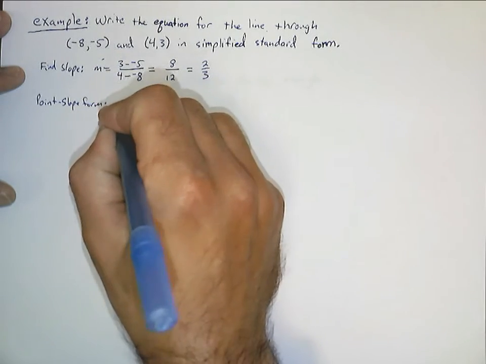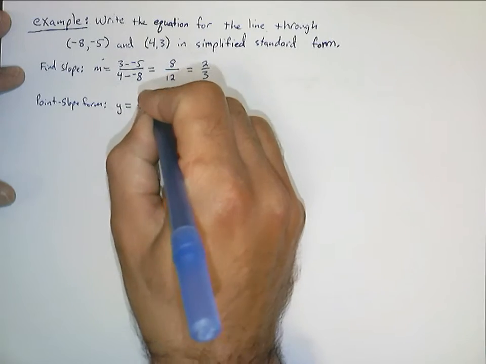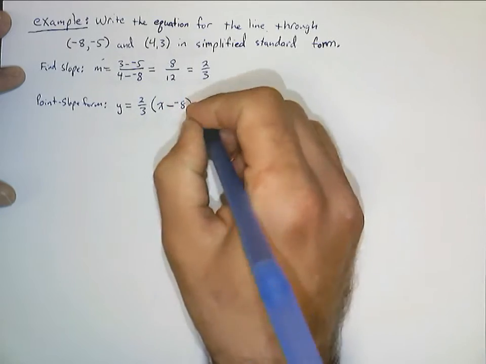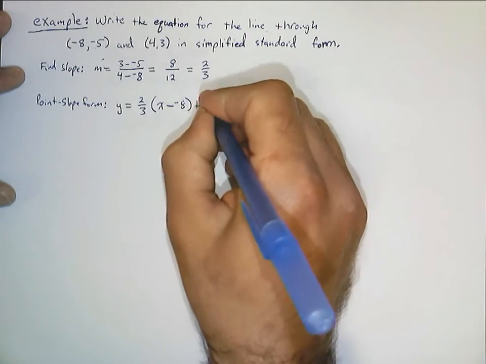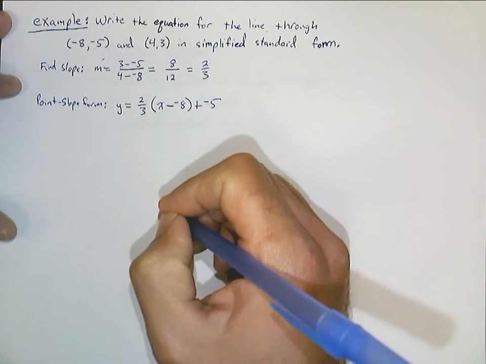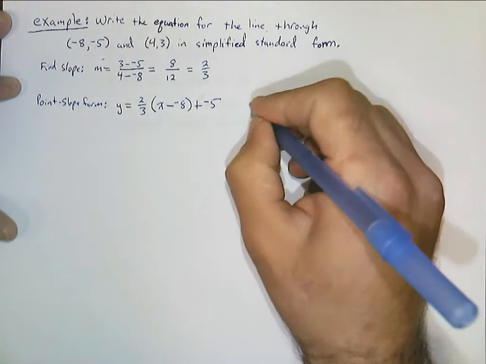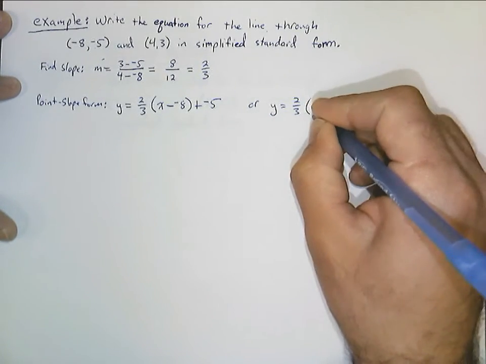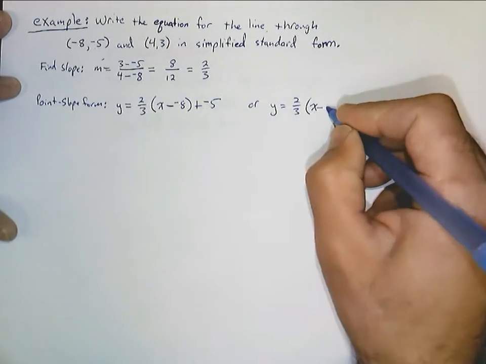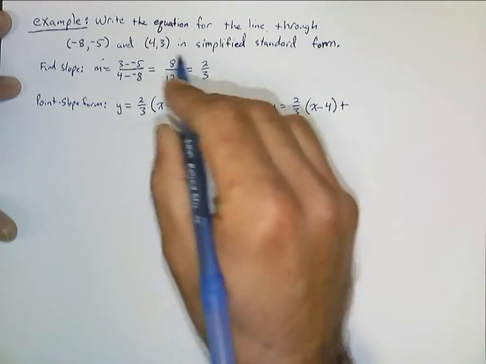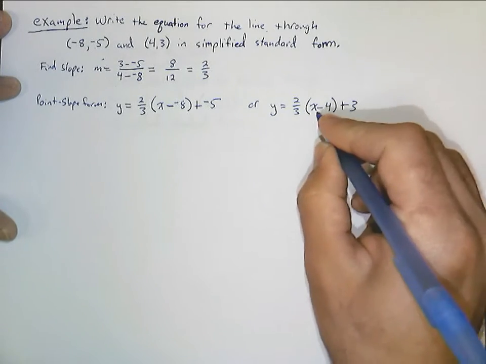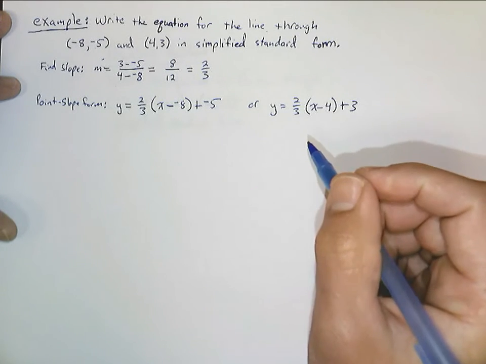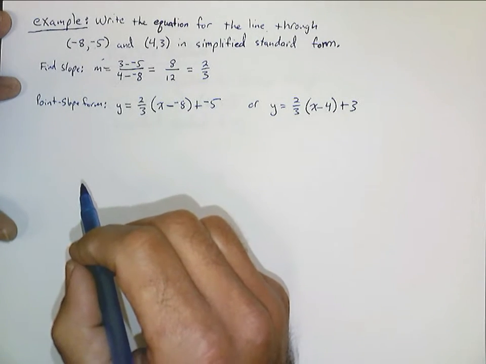So that's just going to be y is equal to the slope, 2/3, times x minus the x-coordinate of a point, plus the y-coordinate of a point. No problem. Or, if we want to use this other point, we could write it y is equal to the slope 2/3 times x minus the x-coordinate, which is 4, plus the y-coordinate, using the second point here. So, there's our 2 point-slope form equations.